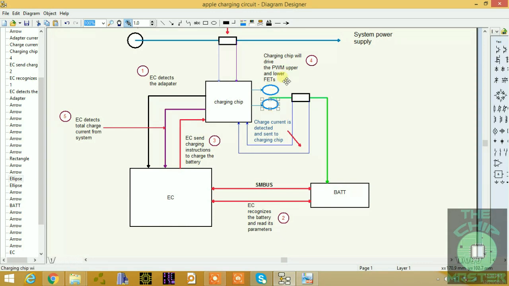You have an upper and a lower FET. These upper and lower MOSFETs are N-channel MOSFETs, and this is a pulse width modulation, or PWM. In my class on PWM I will explain the whole characteristics of a pulse width modulation circuit, how it works, and the feedback at the front end and back end inductance. Once the charging IC gets the charging instruction, it will drive the upper and lower MOSFET, and then it will charge the battery.